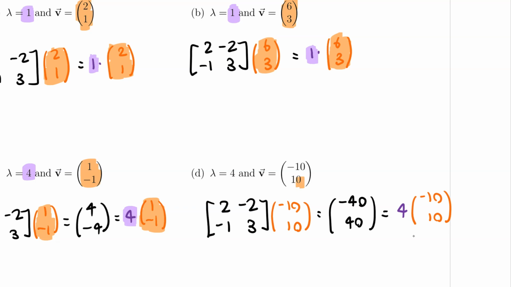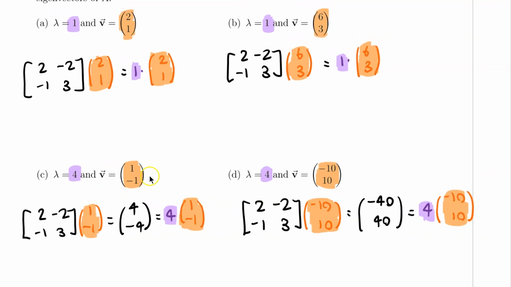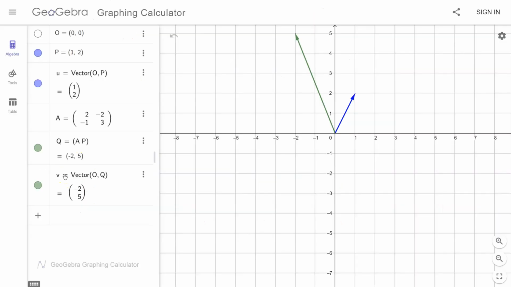So what that means is the vector that I have here is an eigenvector for my matrix A, and the number 4 is an eigenvalue for the matrix A. Once again, notice that this is the same eigenvalue that we have from earlier, and the vector -10, 10 is the same vector, but scaled by -10. So basically, anything in the span of 1, -1 is going to be an eigenvector for the eigenvalue 4. Let's see what this all means graphically as well.